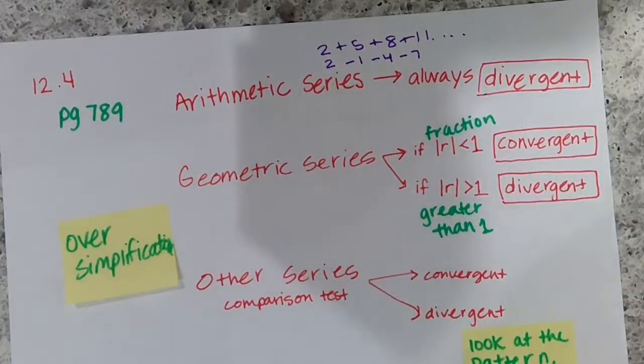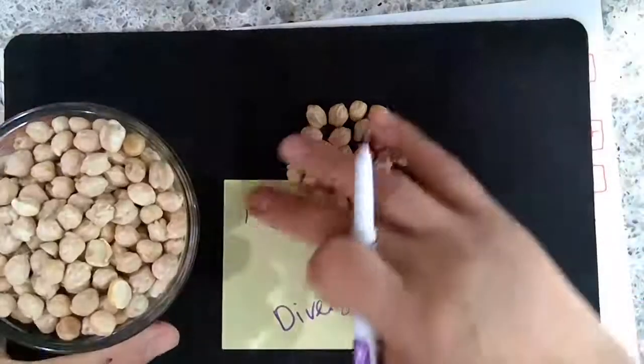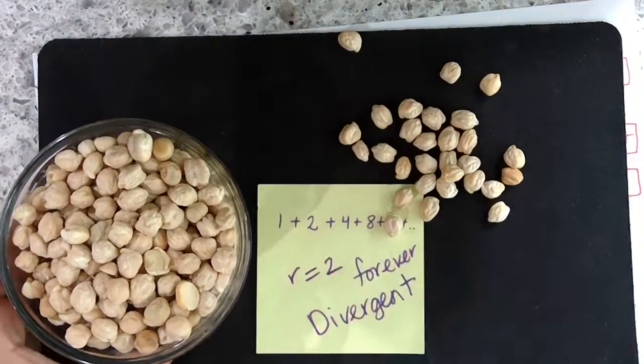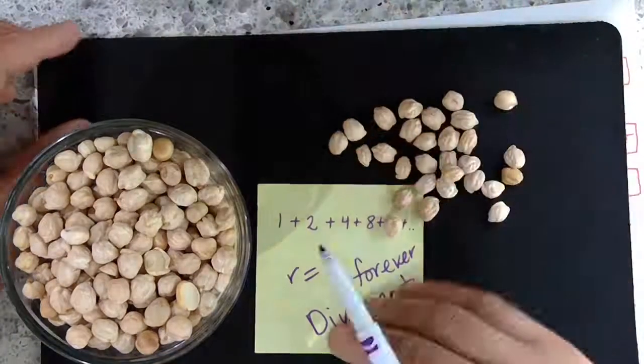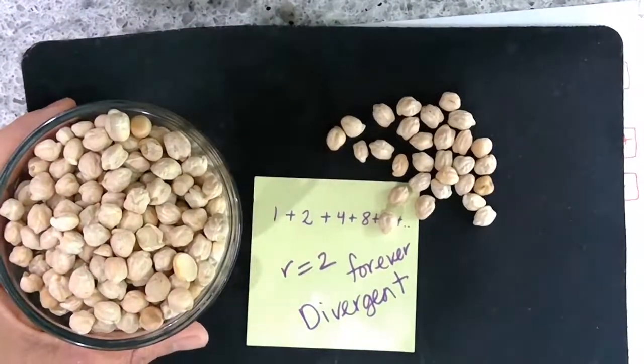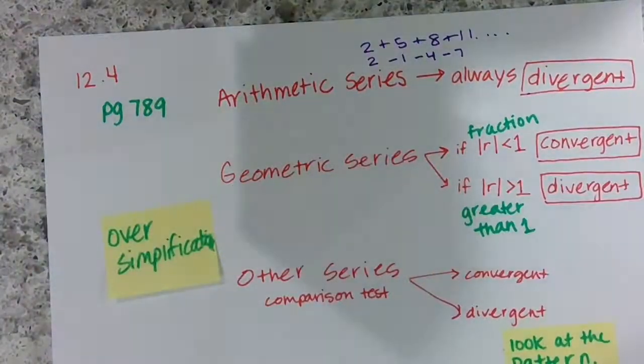If your common ratio is a number greater than 1, you're multiplying by 2 here, it's just going to get bigger and bigger and bigger. And of course, you're never going to have a final end number because it just gets bigger and bigger, either really big or really small. And it is divergent. Okay, so that's what that means.